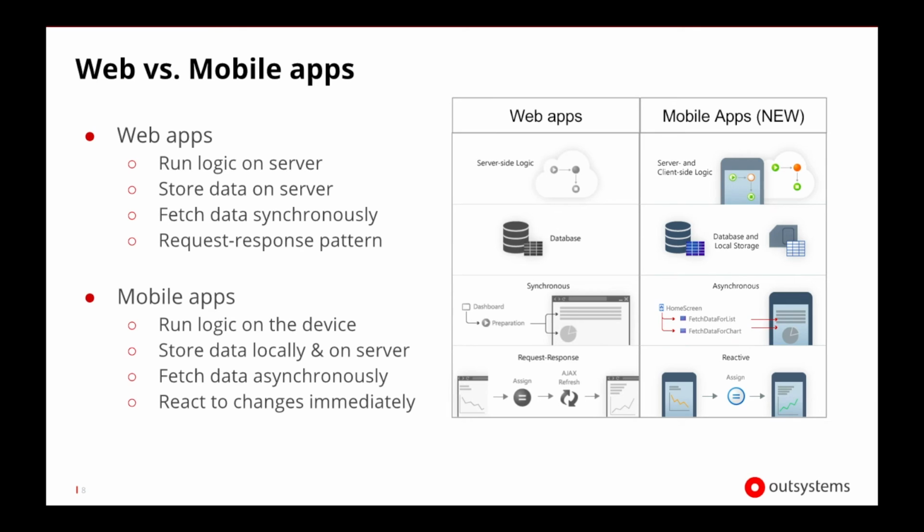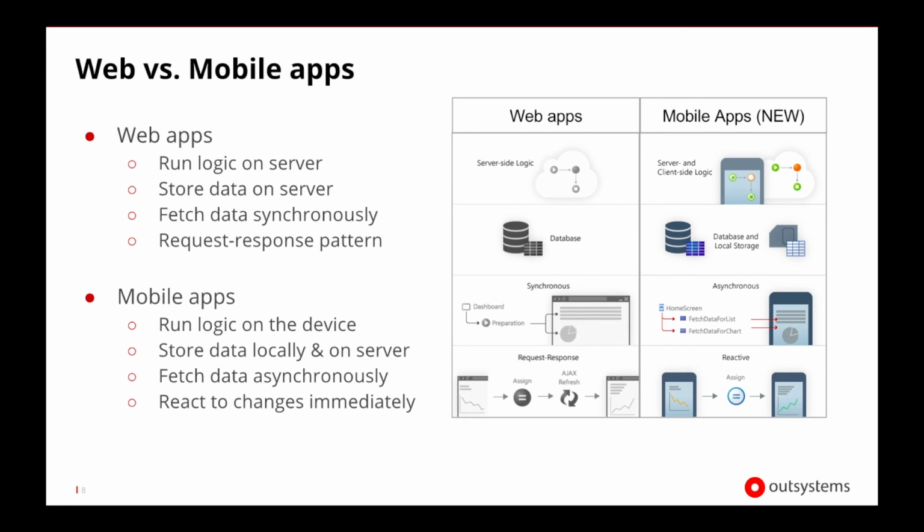So to sum up the differences, web apps and mobile apps. Web apps run logic on the server, whereas mobile apps run logic on the device, right here. Web apps store data on the server. Mobile apps store data locally and on the server. Web apps fetch data synchronously, as needed for each screen. Mobile apps fetch data asynchronously, so a screen is displayed instantly while the call to the server is triggered.